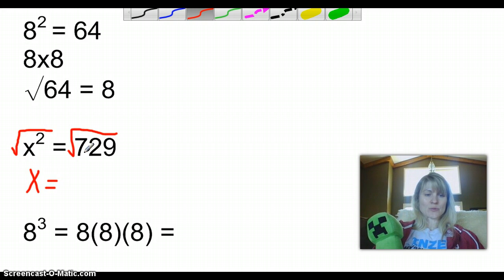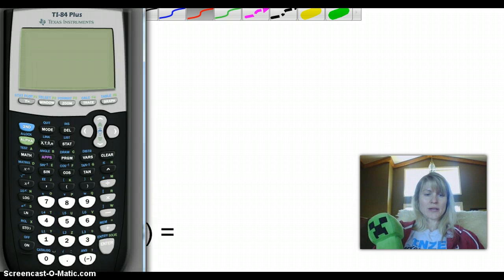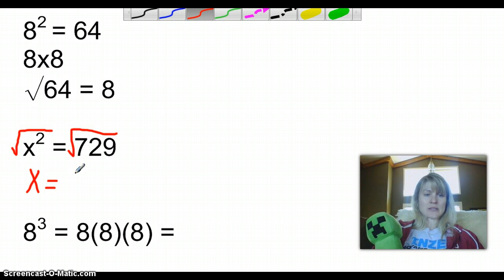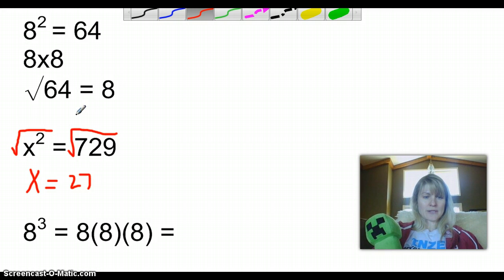And then we just need to find the square root of 729. So on your calculators, you would need to take the square root of 729. So your square root on your calculator is right above your x squared button. And again, that's because it's the inverse. It's in blue, so we hit second, excuse me, square root, and then 729. And so that would give me a value of 27. So that tells me that 27 times 27 is 729. So therefore, the square root of 729 is 27. And that's how I would solve that equation there.